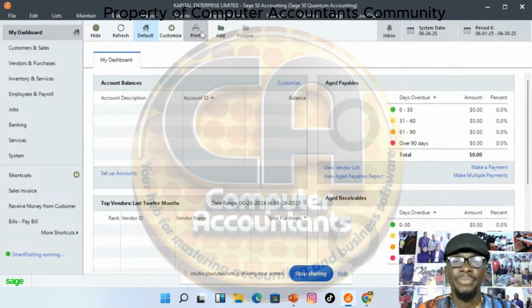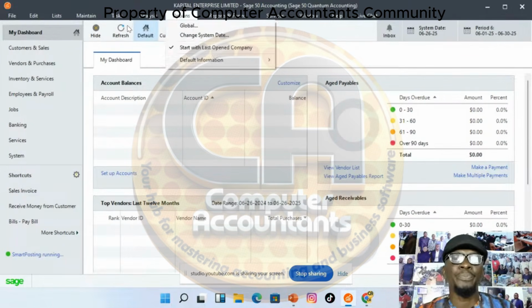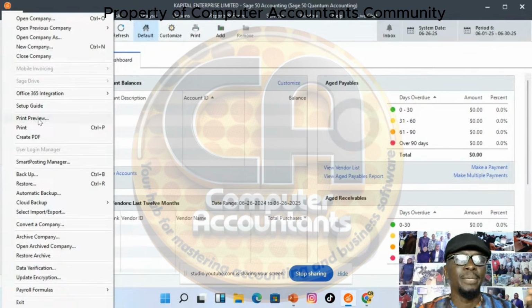Okay, so let's go. Now look at the menu bars. If you go to the file menu, let's assume I want to create another company. While this one is open, I can just click on new company. You can close it from here. You can open a company directly. I'm just looking for an exact company to open, not all of them. You can also go back and open a previous company. You can see the companies I've opened before. Then you have the print preview, you print, you do your backup, restore, and the rest.